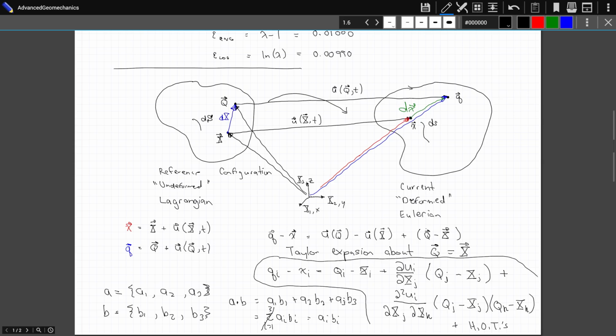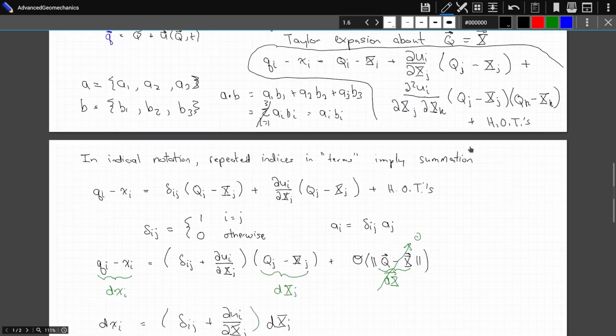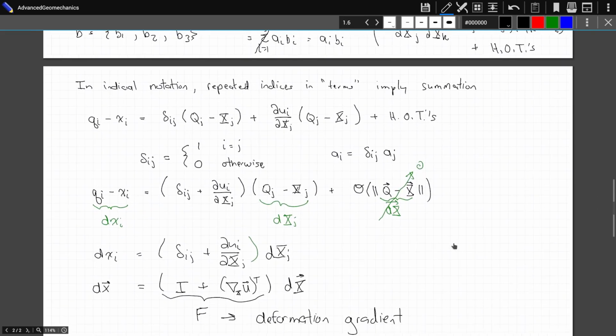And then we did this Taylor expansion about the point Q equal to X. So if you recall, when you do a Taylor series expansion, you have to do it around a point, right? Often you do it around X equal to 0 or something like that. But you have to do a Taylor series expansion about a point. So we do the Taylor series expansion. That leads to this equation in indicial notation, and we'll have more to talk about indicial notation today. Hopefully things will become a little more clear with respect to that.